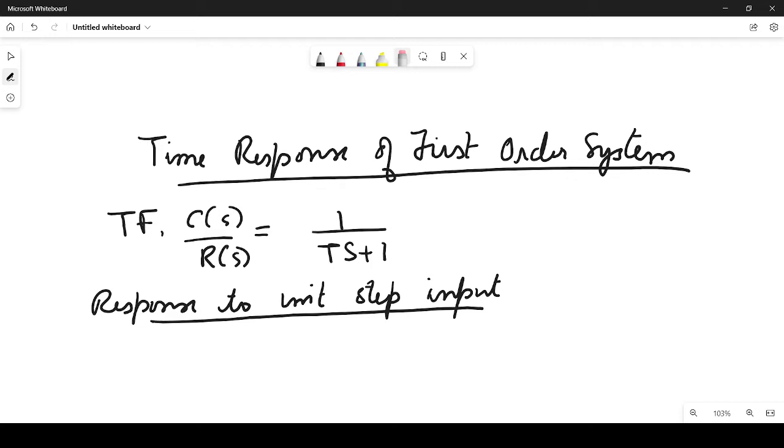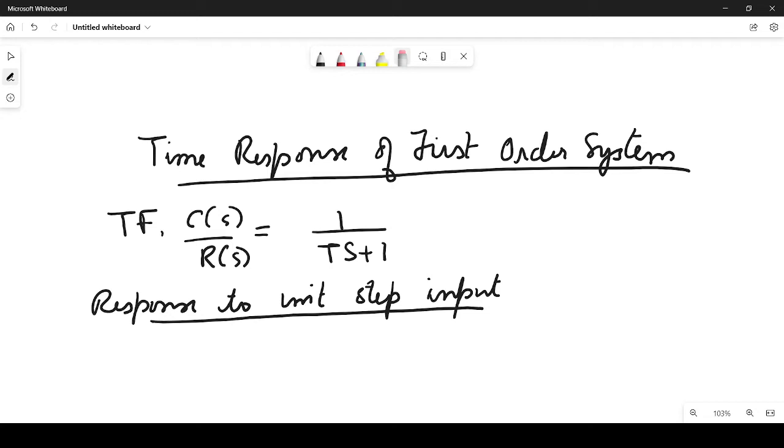So let us consider a transfer function for a first order system, that is C(s)/R(s) = 1/(τs + 1). So in this transfer function we can see that the power of s is equal to 1. So this is a first order system. For getting the time response of the first order system, for any system you have to give the input. So input can be any of the standard test signals.